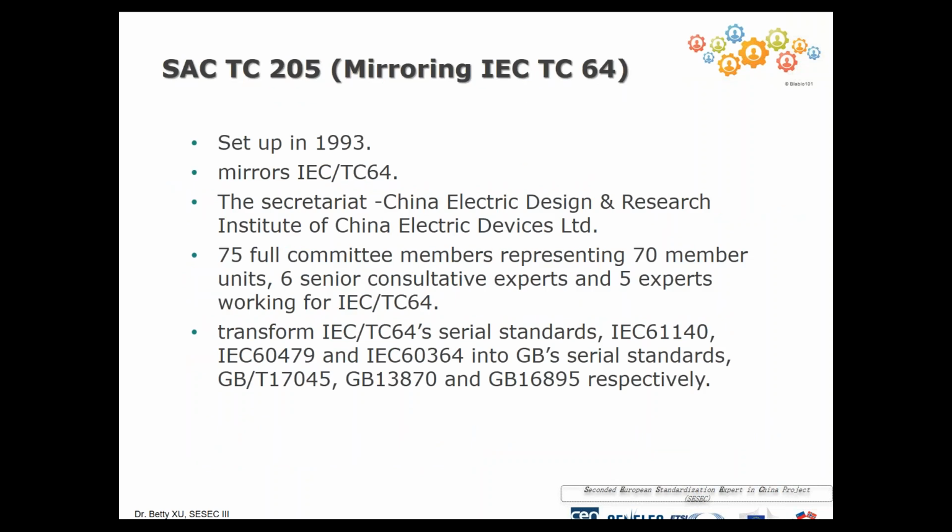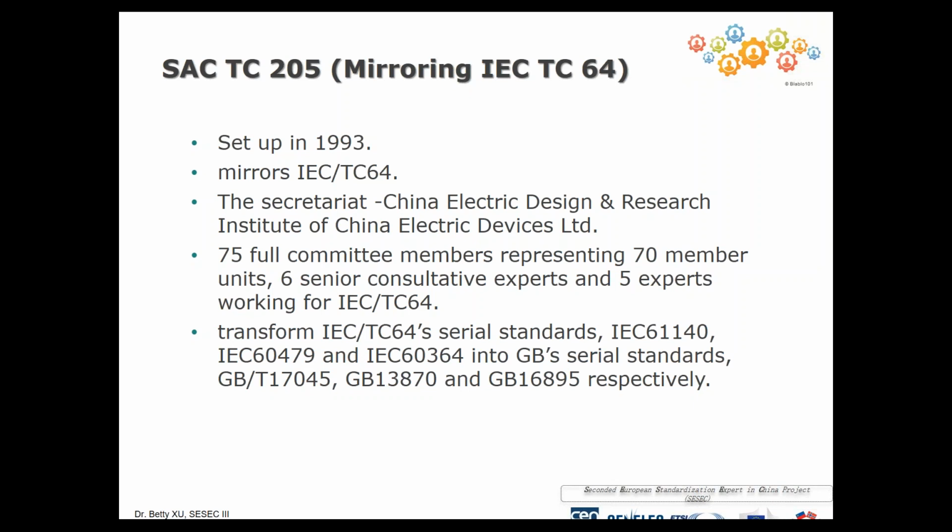So first, let's have a look at SEC TC 205. SEC TC 205 mirrors IEC TC 64. It was set up in 1993, and the secretariat is in the China Electrical Design and Research Institute of China Electrical Devices Limited. In SEC TC 205, there are 75 full committee members and six consultant experts, and 5 experts are working for IEC TC 64.